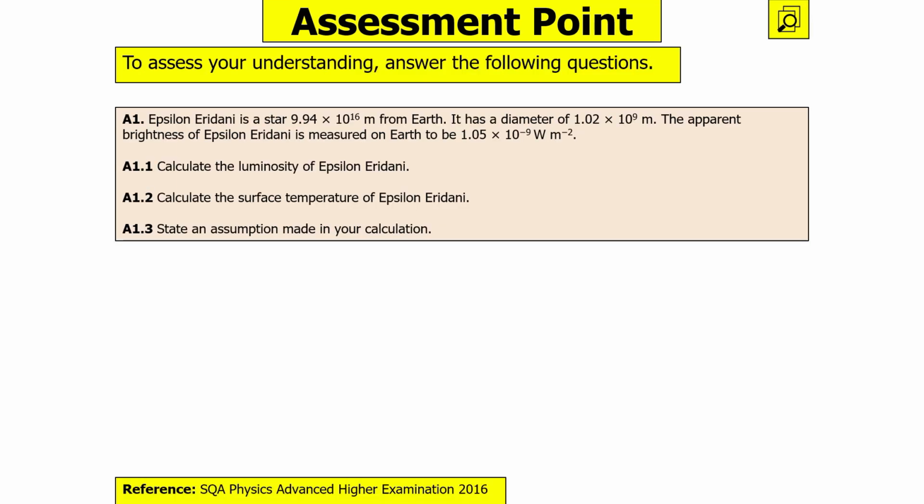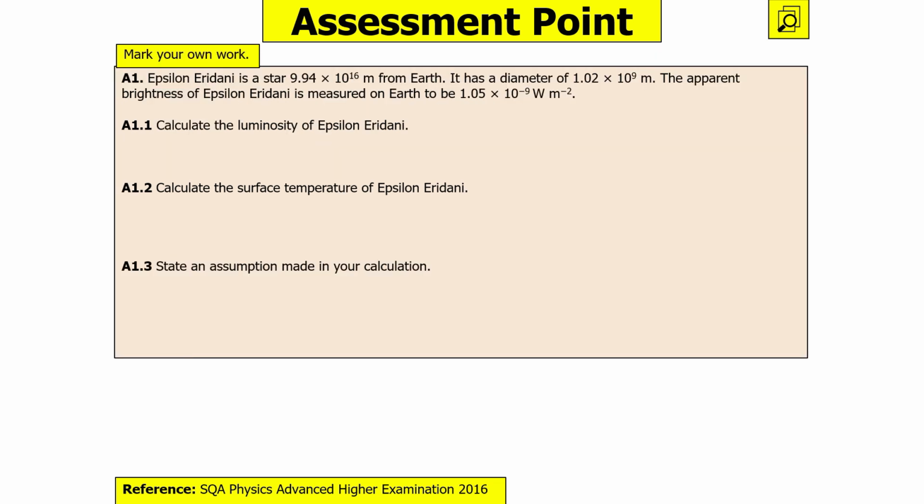The next question says, Epsilon Arandi is a star 9.94 times 10 to the 16 meters from the Earth. It has a diameter of 1.02 times 10 to the 9 meters. The apparent brightness of Epsilon Arandi is measured on Earth to be 1.05 times 10 to the minus 9 watts per meter squared. Firstly, calculate the luminosity of Epsilon Arandi, then calculate the surface temperature of Epsilon Arandi, and then state any assumption made in your calculation. So pause the video now, then unpause the video when you want to go through your answer.